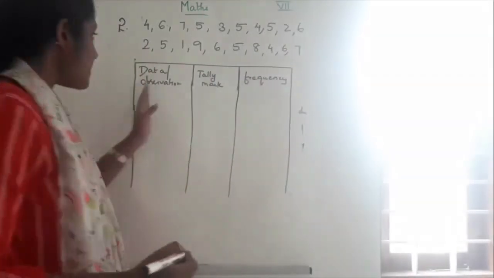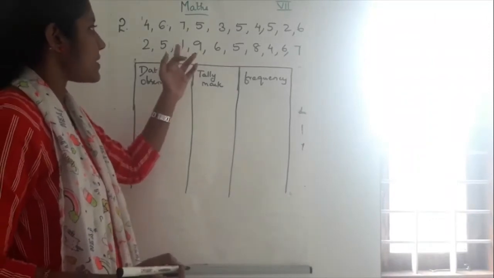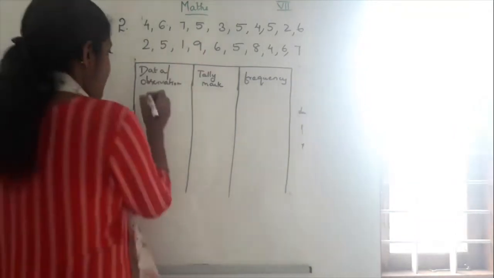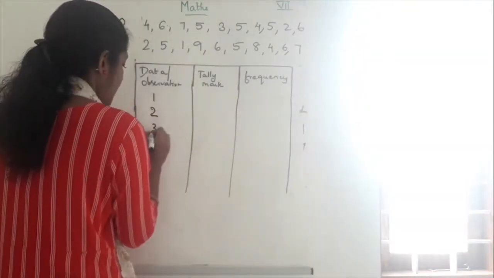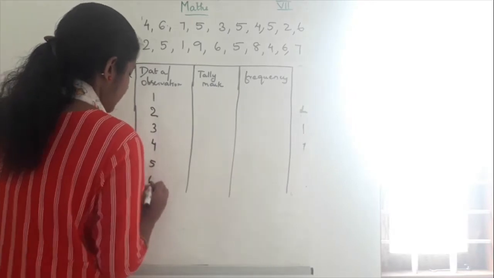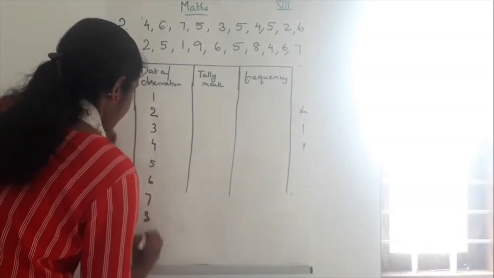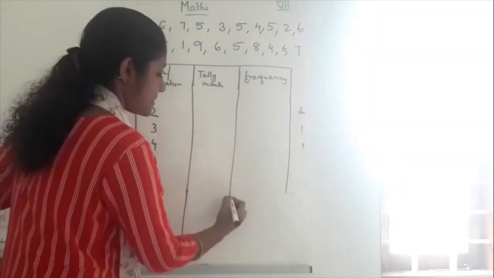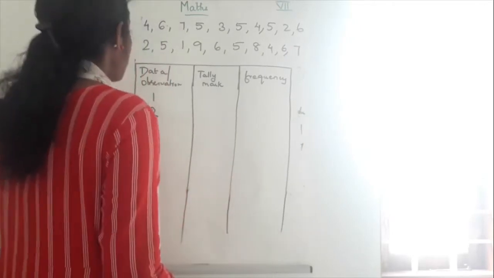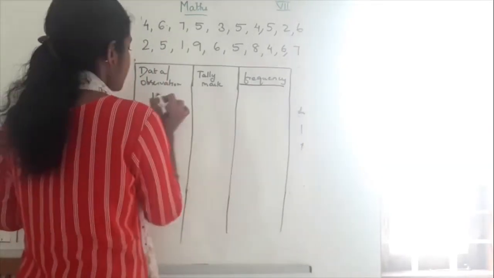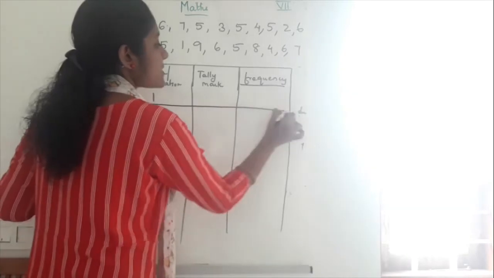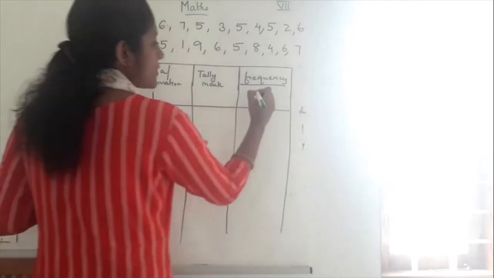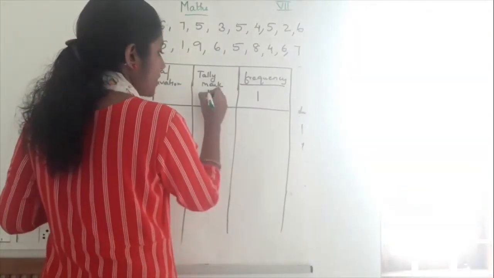So when you write the observation, write from the smallest data. This 1 is the smallest data here and the greatest one is 9. So write the number from 1, 2, 3, 4, 5, 6, 7, 8 and 9. Like this you are arranging. Then put the tally mark and frequency. So tally mark is 1. Frequency is the tally mark. 1, it occurs for how many times? Look that 1 it occurs for only 1 time. So frequency is 1. Tally mark you will draw is 1.